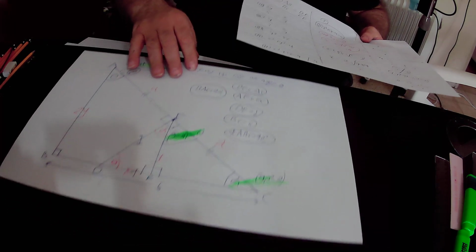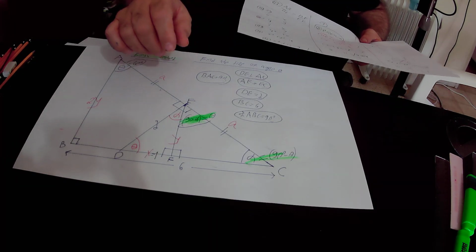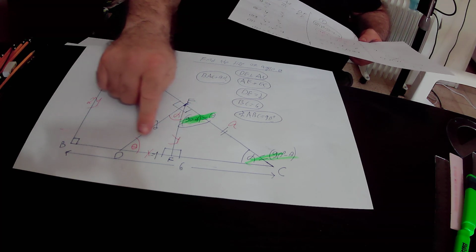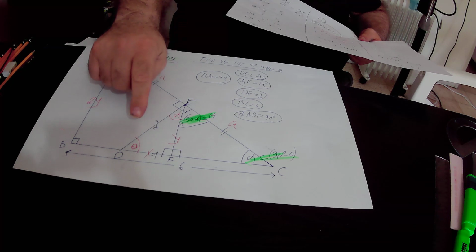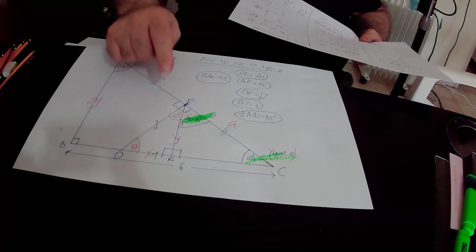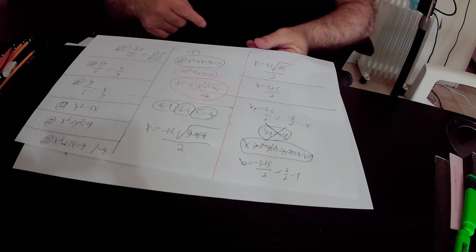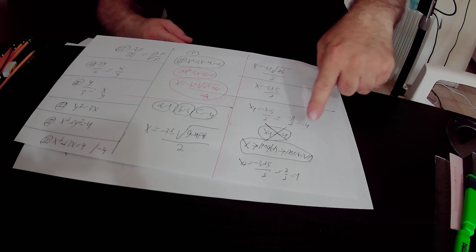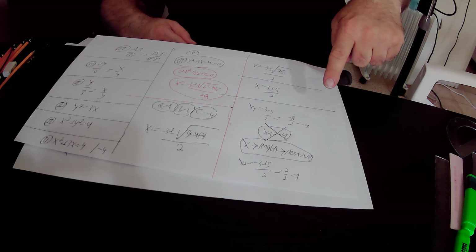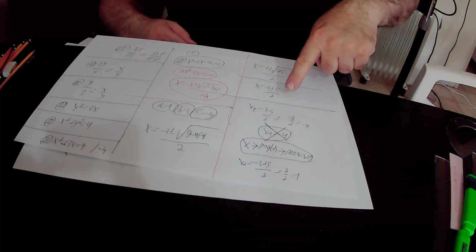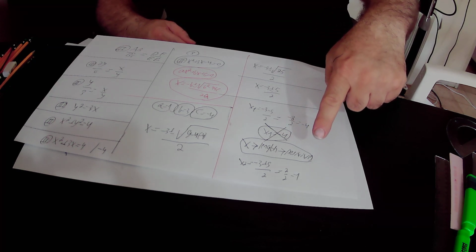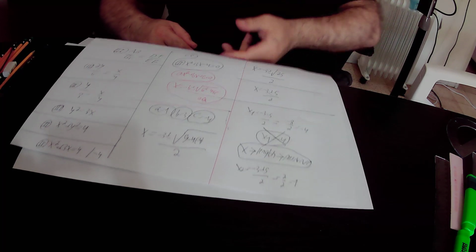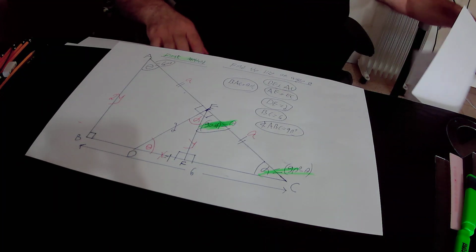But because x is the length of side DF of the right triangle EDF, it must be a positive number, so x cannot be negative. Therefore we cancel this solution and we are left only with the solution x equals minus 3 plus 5 over 2. Minus 3 plus 5 is 2, and 2 over 2 is 1. So we found out that x equals 1.